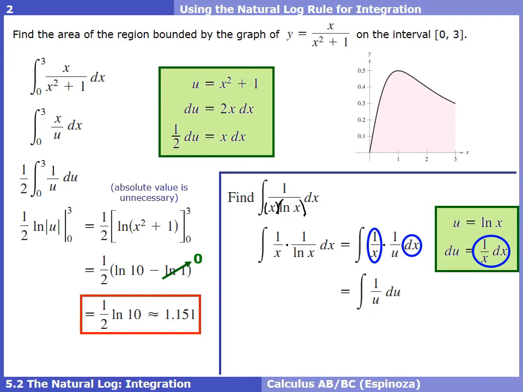Like you saw in the last slide, the integral of 1 over u du is ln absolute value of u plus c. And of course, like we're hopefully accustomed to, we're going to take that u, plug it back in, and I know that looks weird, but we're taking the natural log of the natural log of x with an absolute value around that still, and then plus c.